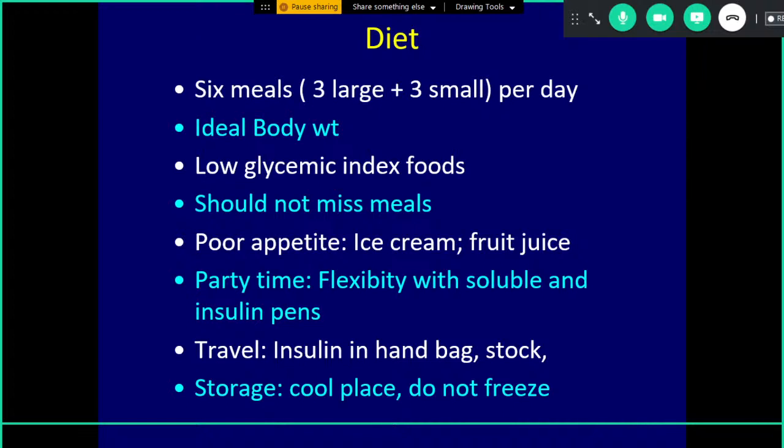The bigger issues are travel, keeping insulin in a handbag, not in a plane. It should not be in your check-in, and you should always carry more insulin than you require, because if you get stuck in some place because of a lockdown, you'll be in trouble. It should be stored in a cool place. If you have a refrigerator, the door of the fridge is the best place to keep the insulin.